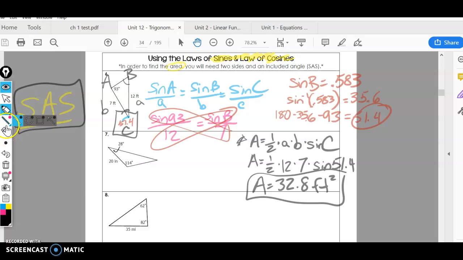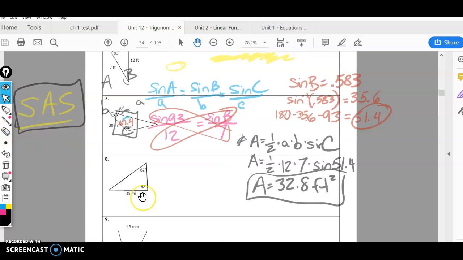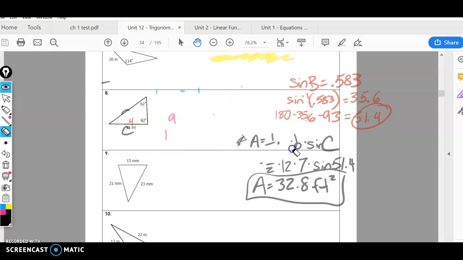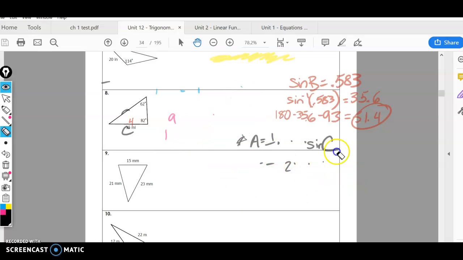The other problem that you would see is like number 9 or 10, where you're going to have to use law of cosine instead of law of sine because you're given all sides, and you'll have to find your missing angle there.